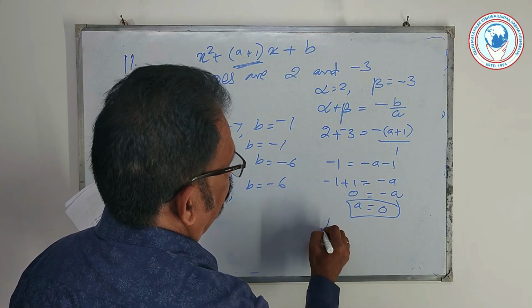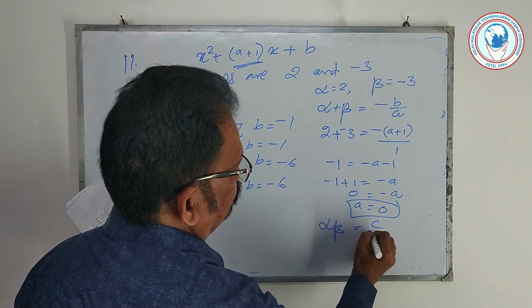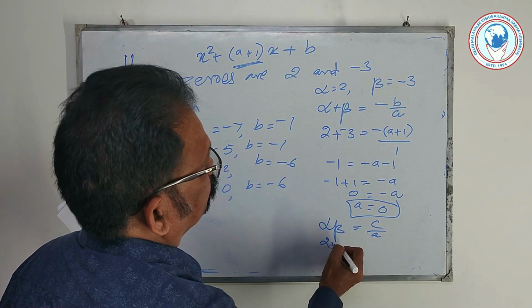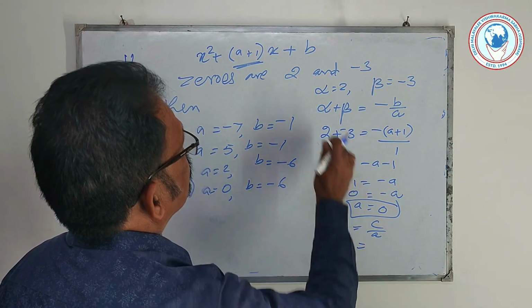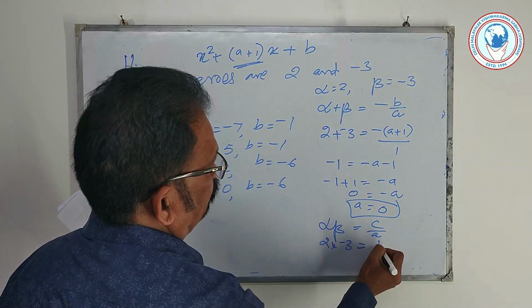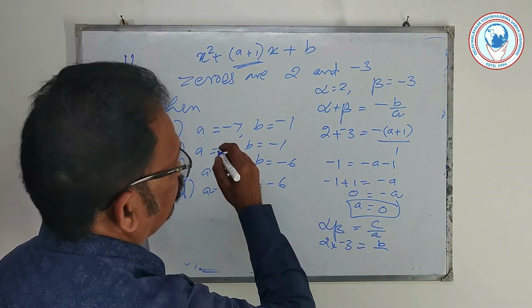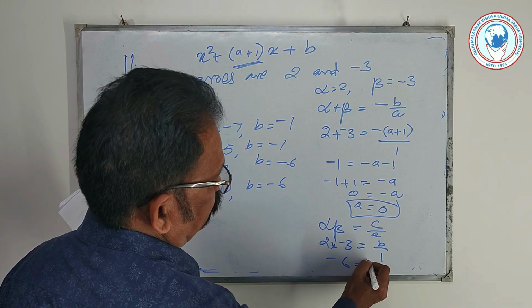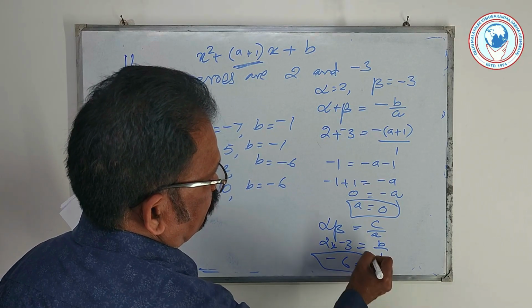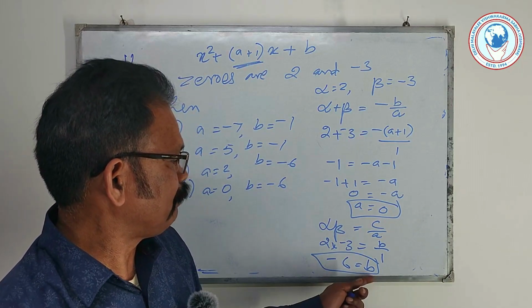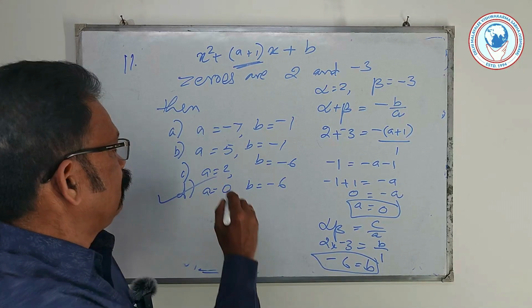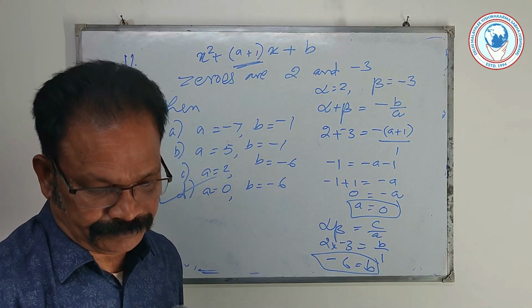And product alpha into beta is equal to c by a. That is 2 into minus 3 is equal to b by 1, since a is 1. Minus 6 is equal to b. So a is equal to 0 and b is equal to minus 6. We see the options. Option D is the correct one.